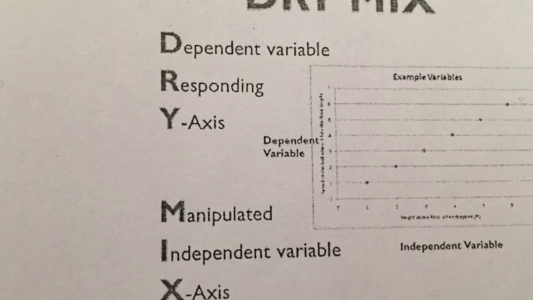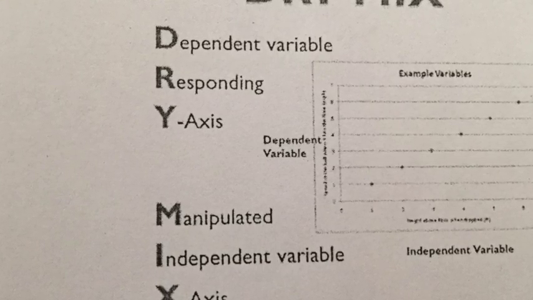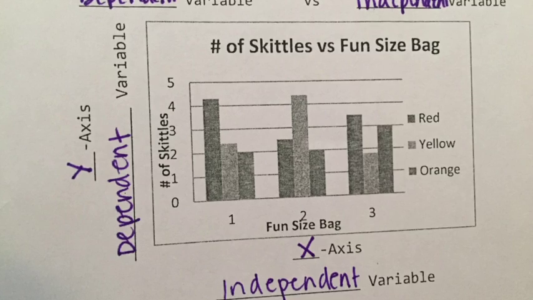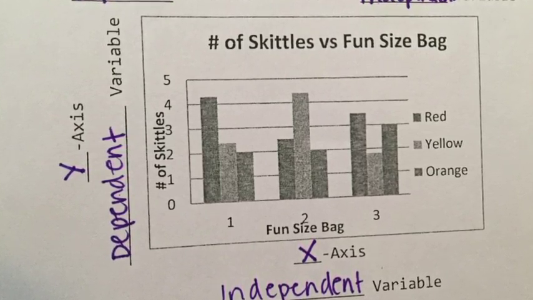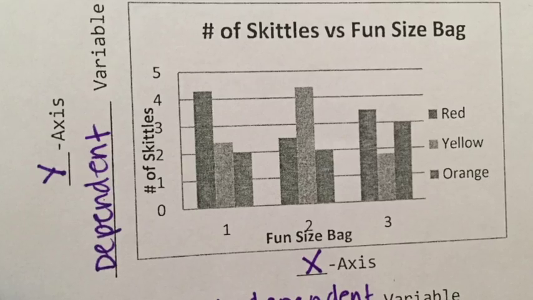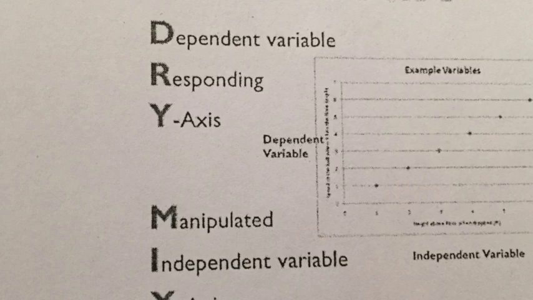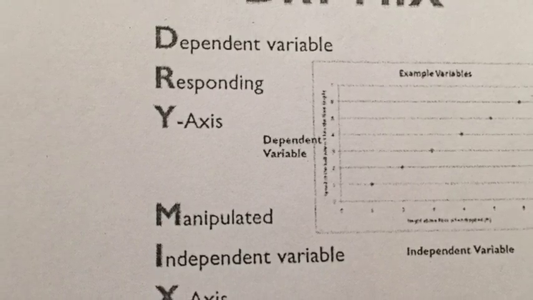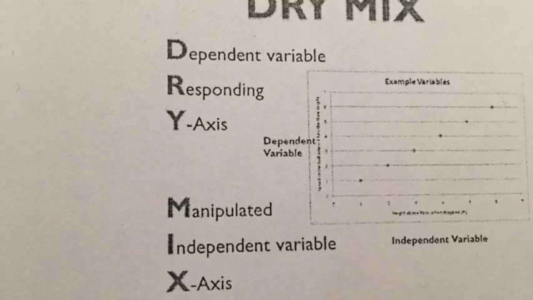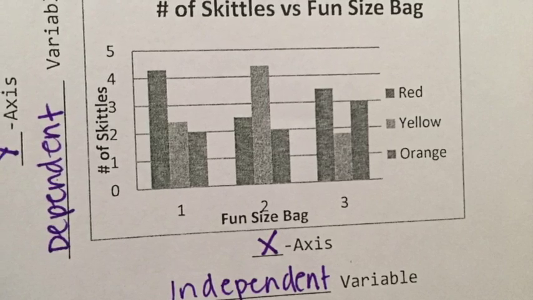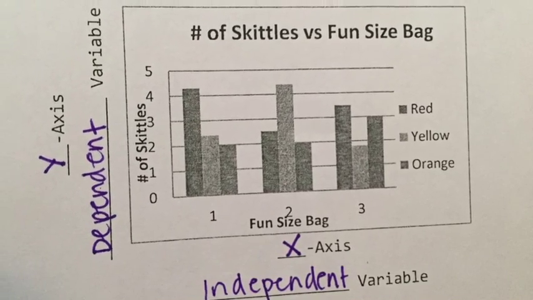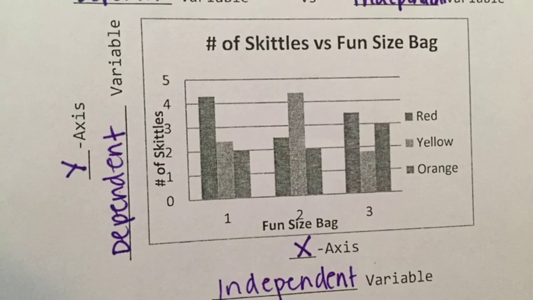So the dependent variable can go on the y-axis, our responding variable. In our example, that's going to be our number of Skittles. Our dependent variable, what's changing, is how many of each color, and that goes on the y, or that up and down axis. For the MIX part of the abbreviation, the manipulated or independent variable still goes across the horizontal x-axis, and in this example, that's going to be the fun size bag. Which bag they're specifically counting in this experiment is the independent variable that goes along the x-axis.